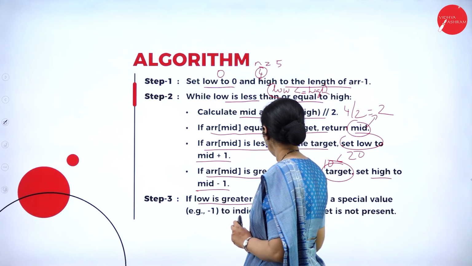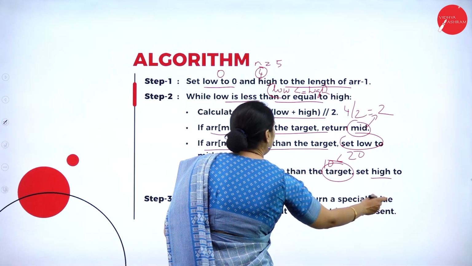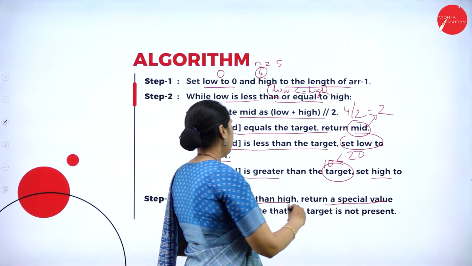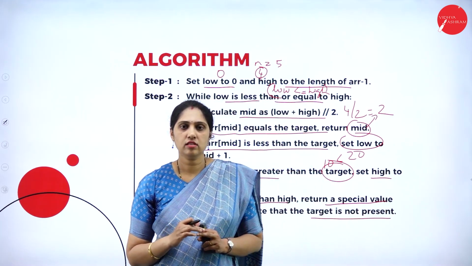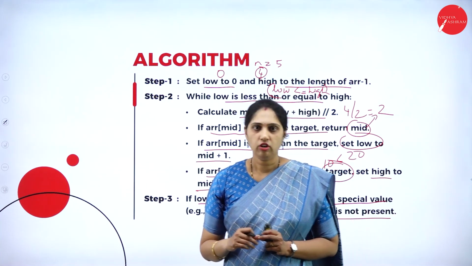Again, if low is greater than high, what happens? It will return a special value, minus 1, to indicate the target is not present. So binary search's target is the key element. We'll see whether the key element is found or not.